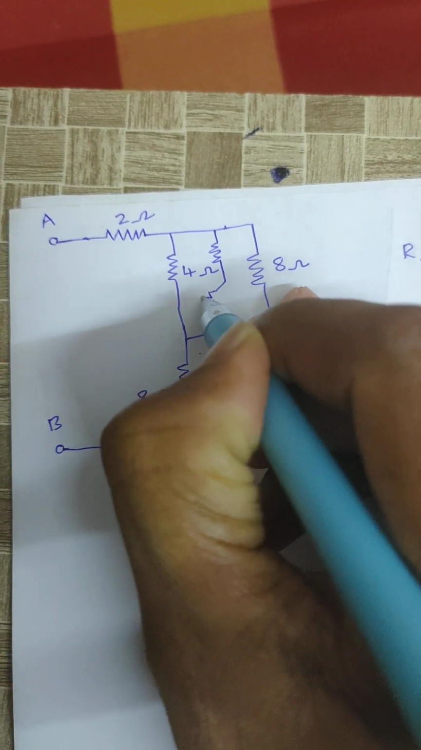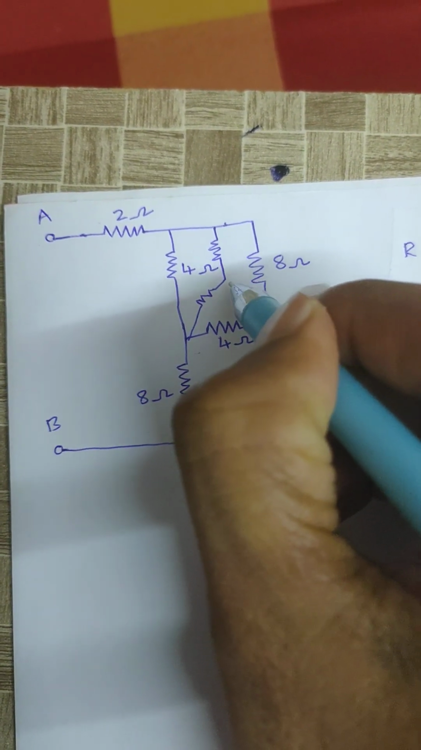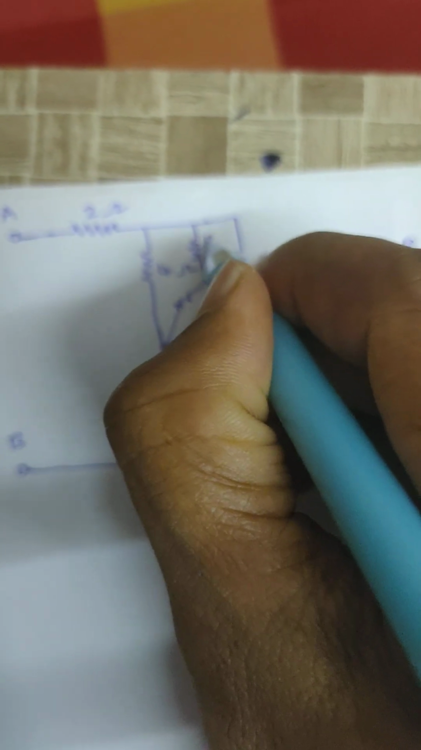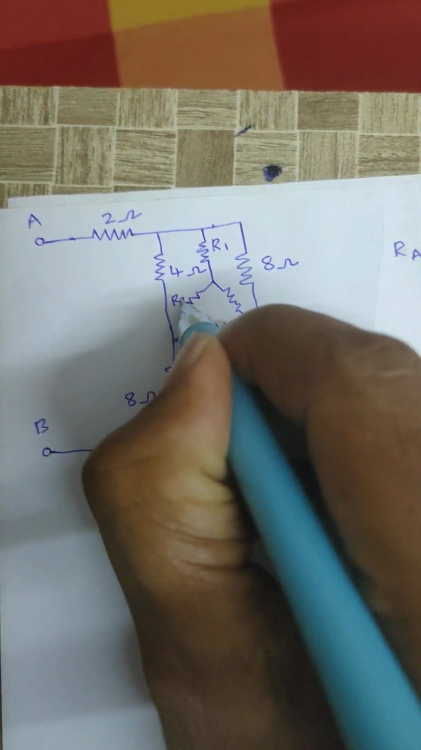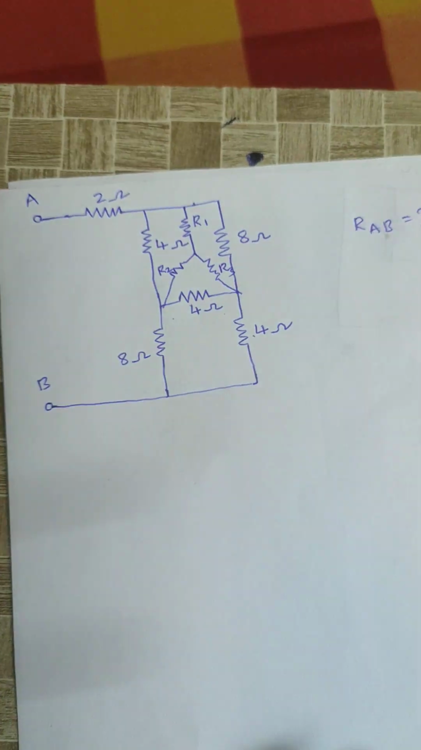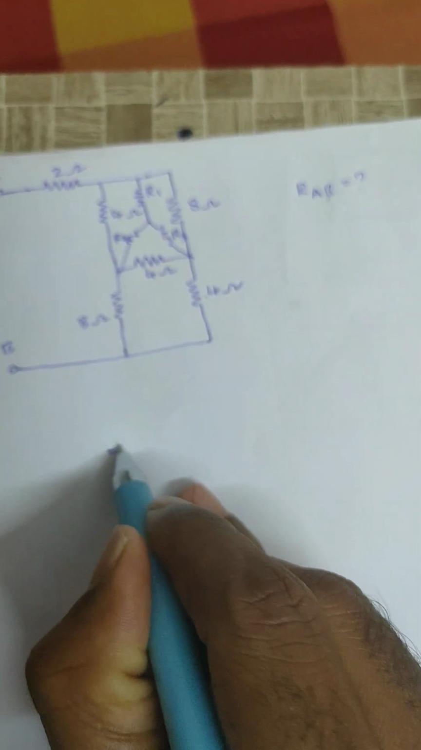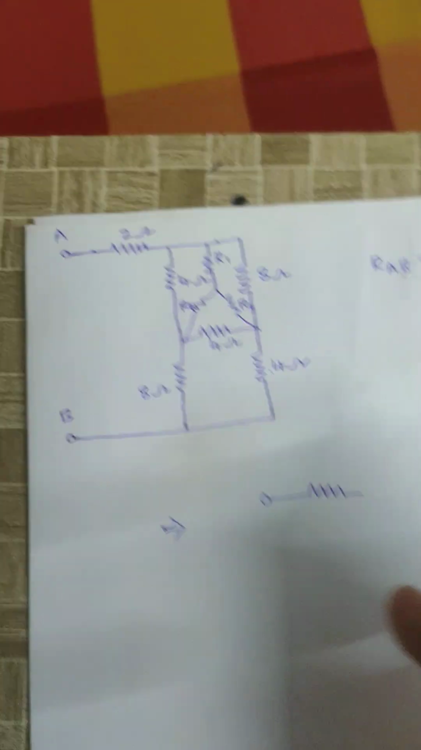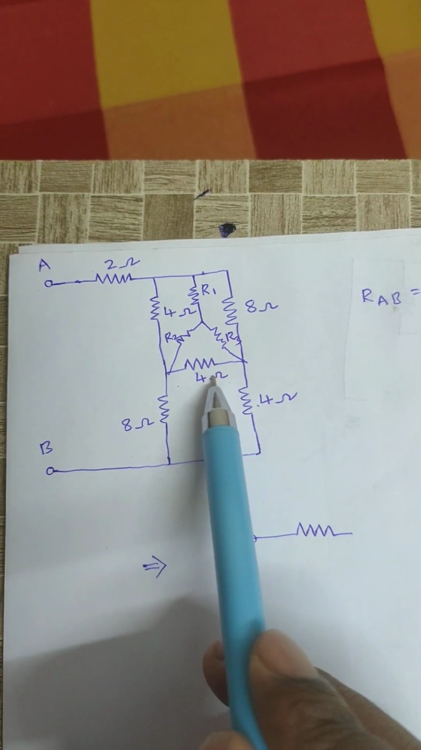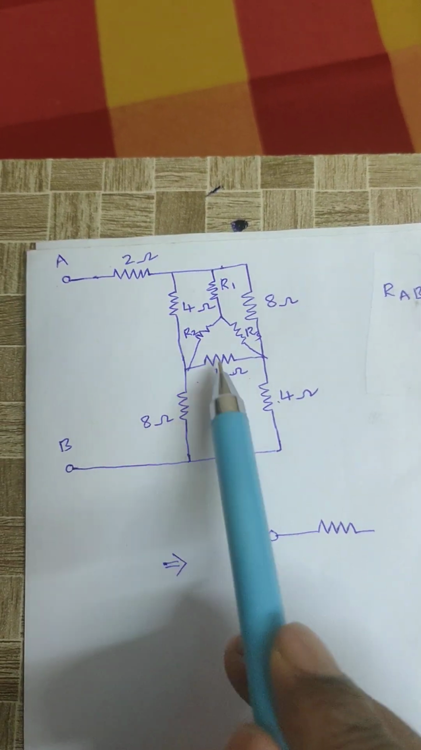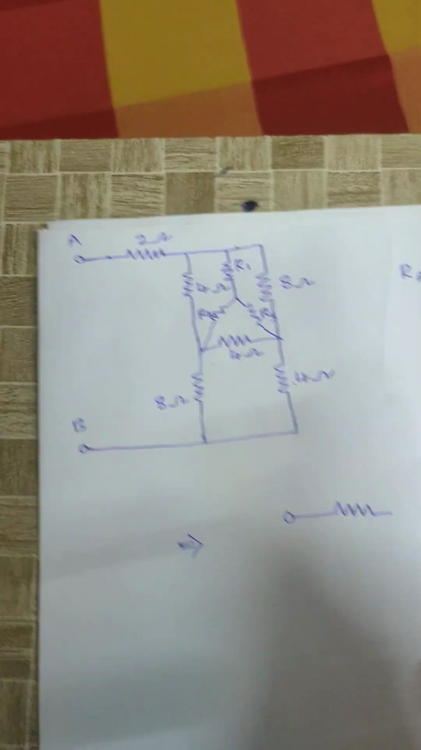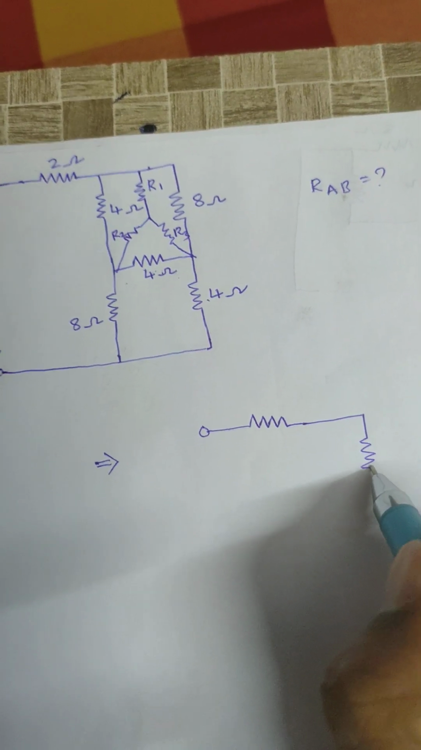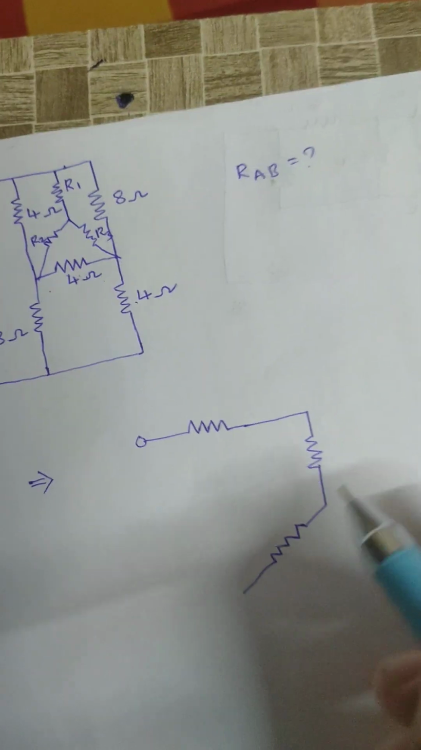I can represent it like this. Delta to star, I am assuming R1, R2, R3, right? Then after redrawing, first you need to represent the delta with star. I am representing this delta with star. Then redraw the circuit. You can remove that delta. Delta is replaced by star.